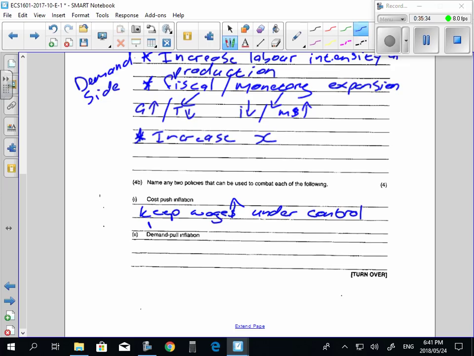We can increase productivity. Now, what happens when we increase productivity? We shift the aggregate supply curve to the right. And what happens? Think about the price and output. The price level decreases when your aggregate supply curve shifts to the right. Your demand pull inflation, it is monetary policy and fiscal policy.